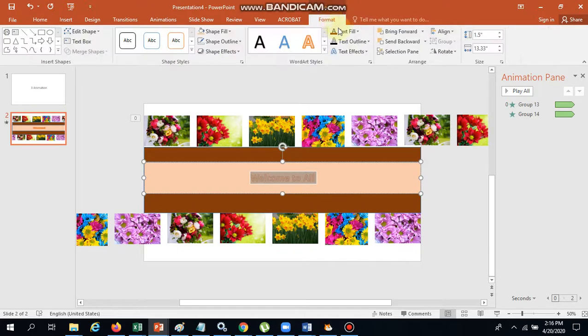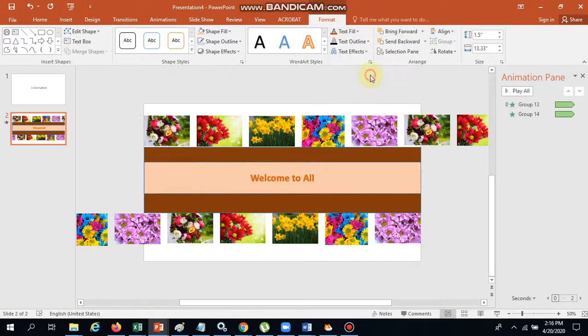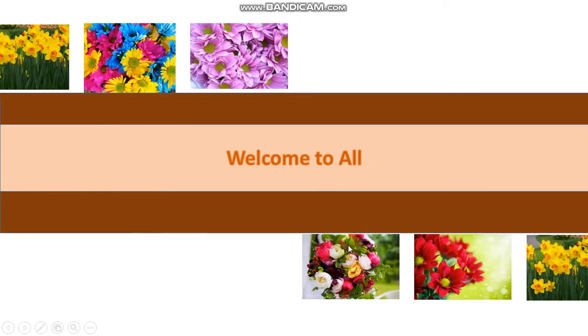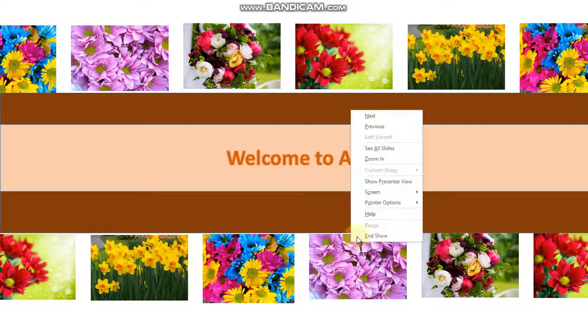Then you can go for Text Fill. These are all additional colors, additional designs, whatever you want to give. That's it. So I added 2 shapes, and inside the shapes I added some message. That's it. Let us run it now. So this is our first slide using animation. This must be completed first. Okay, then we go for our second slide.